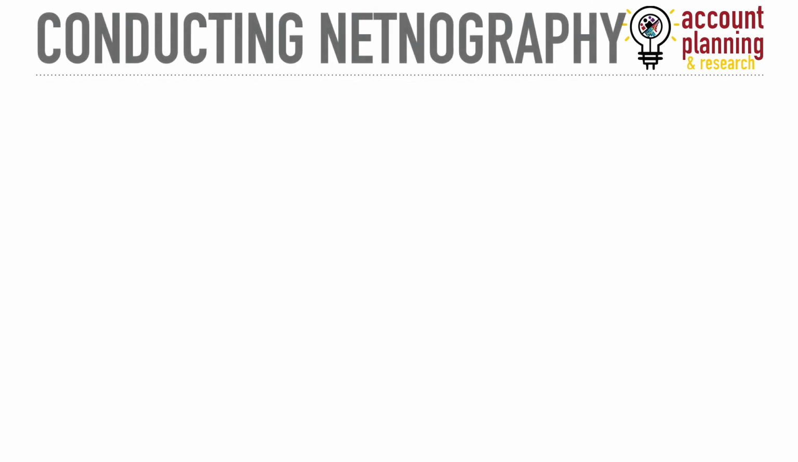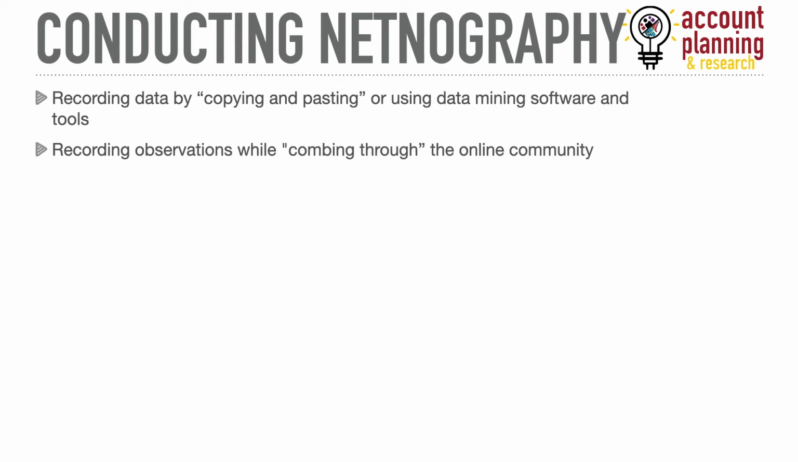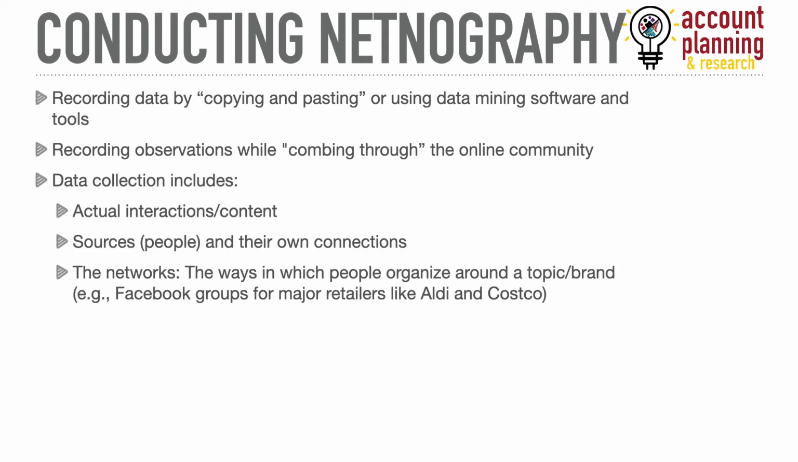So let's highlight the steps for conducting ethnographic research. Ethnography starts by recording data, either by copying and pasting or by using data mining software and tools. You can record observations by combing through an online community. Data collection here might include actual interactions or content, sources or people and their own connections, and the networks, looking at how people connect around a particular topic. For example, on Facebook groups for followers of a particular brand.